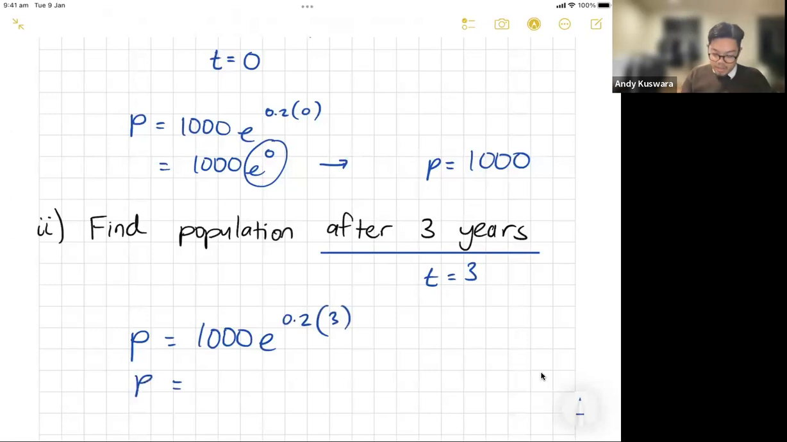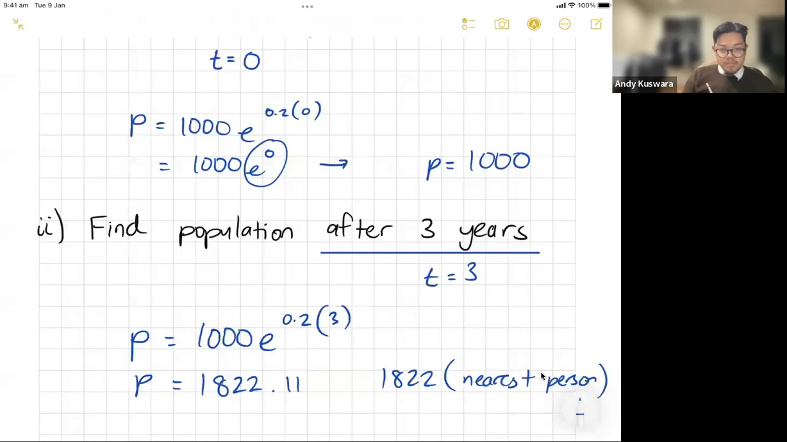Put that in the calculator. 1,000 times e to the power of 0.2 times 3. That'll give you my population is now 1822.11. So theoretically, it's just going to be 1822 if it's to the nearest person, or nearest whole number, or whatever you want to call it.